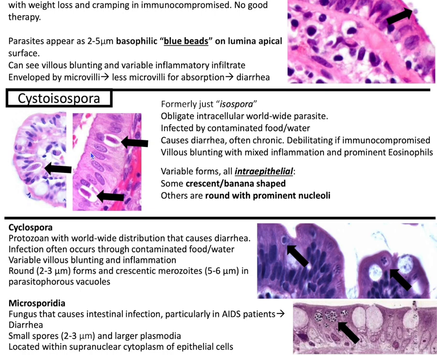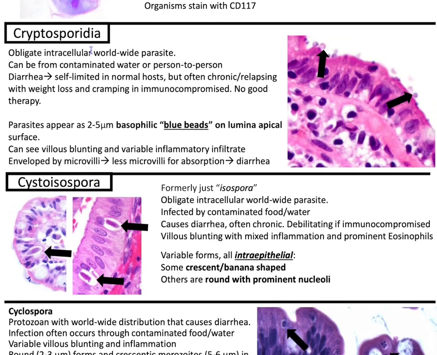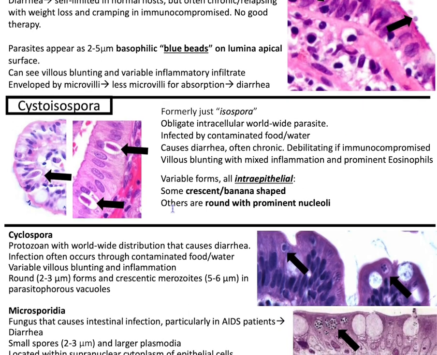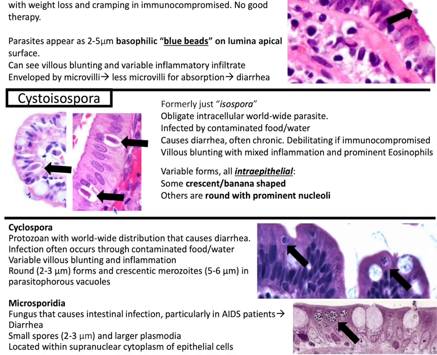There are variable forms, but all are intraepithelial, in contrast to Cryptosporidia, where they're on the luminal surface. Some are crescent shaped, some are banana shaped, others are round with prominent nucleoli. And then last but not least, you have Cyclospora, which also is a protozoan with worldwide distribution that causes diarrhea. Infection occurs through contaminated food and water. You'll have variable villus blunting and inflammation. You'll have these round 2 to 3 micrometer forms and crescentic merozoites, 5 to 6 micrometers in parasitophorous vacuoles, as you can see here.